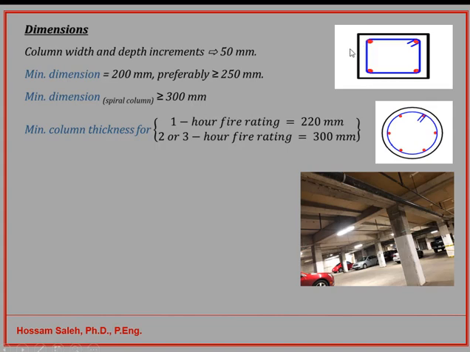If we are providing fire resistance for the building, what we call fire rating, and we need a 1 hour fire rating, we can have a dimension of 220 millimeters as a minimum. If you need a 2 or 3 hour fire rating, then you need a minimum dimension of 300 millimeters. Now I prefer not to go below 250 millimeters even if you have a 1 hour fire rating.